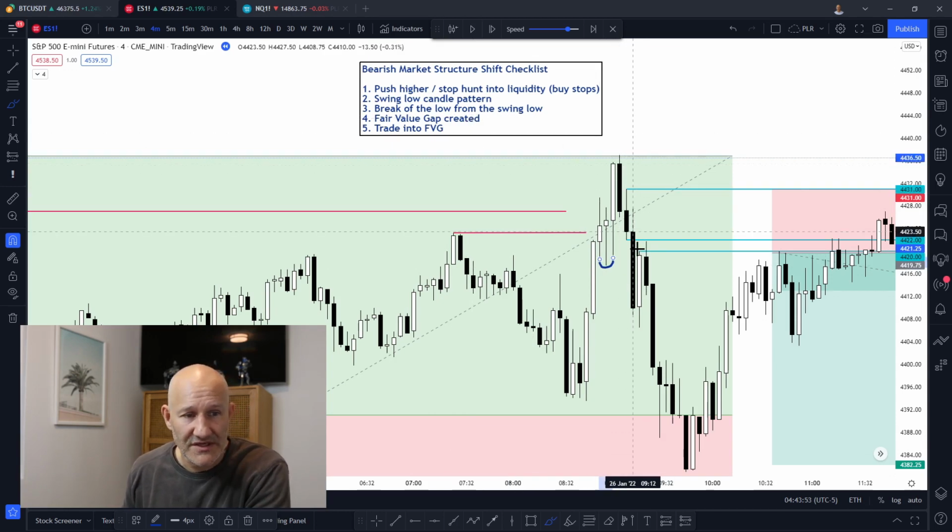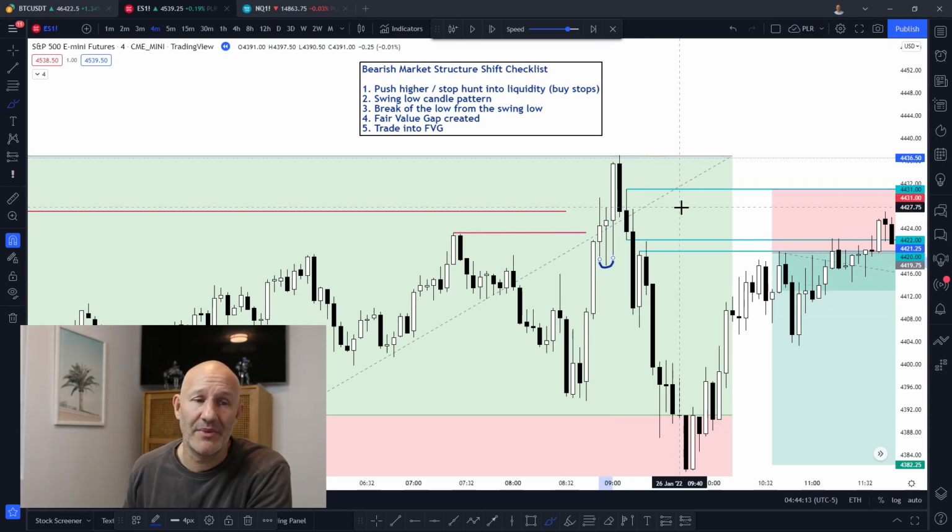You can see these series of candles here, and in particular the second candle in that fair value gap setup is the one that breaks the low of the swing low. So this low here breaks the low there and creates a new lower low. And so our fourth requirement is, do we have a fair value gap setup? And again, yes, we do.